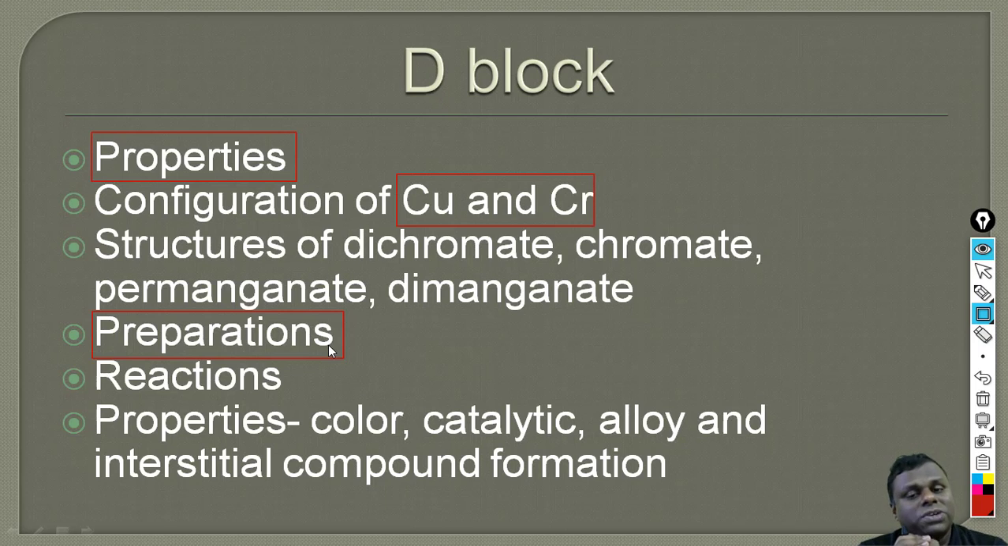And the reactions, most of the reactions you have already studied in the organic section, but the oxidizing and reducing action you're supposed to do. Then properties: color due to d-d transition, and catalytic property because they contain almost similar size, so they have a very big catalytic surface. One metal can replace another metal because they are almost similar size, so they form alloys and interstitial compounds, that is hydrides. These are a little bit important and easy to understand, so I would recommend that you do not leave this.